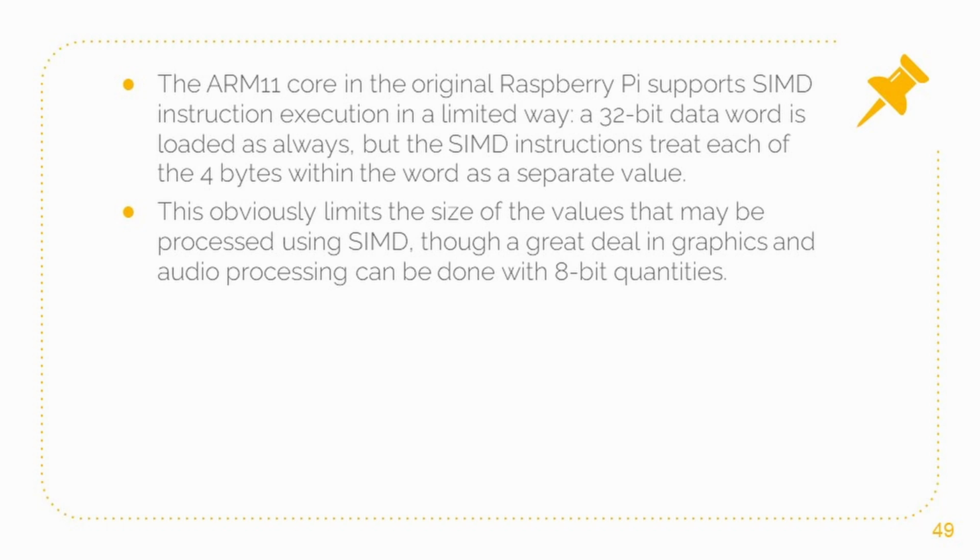sizes, such as 128-bit or 256-bit vectors, it still offers significant benefits, especially in graphics and audio processing tasks where operations on 8-bit quantities are common, by treating each byte within a 32-bit word as a separate value. The ARM11 core can perform SIMD operations on multiple elements simultaneously, effectively increasing computational throughput and improving performance in tasks that involve parallel processing of small data elements.